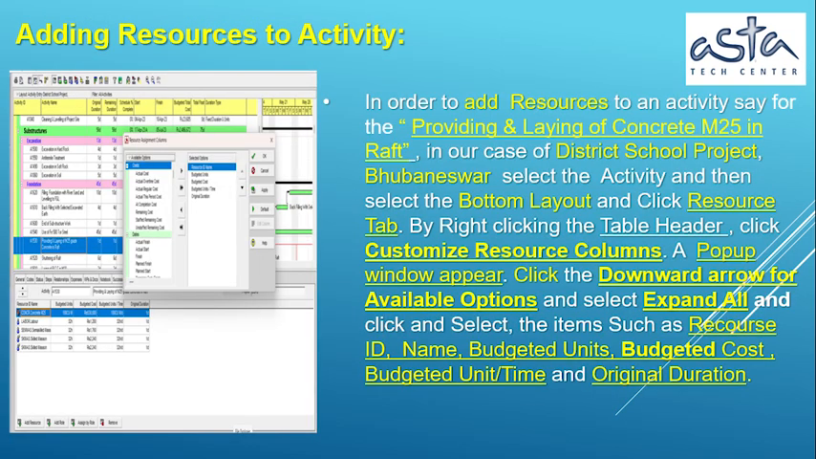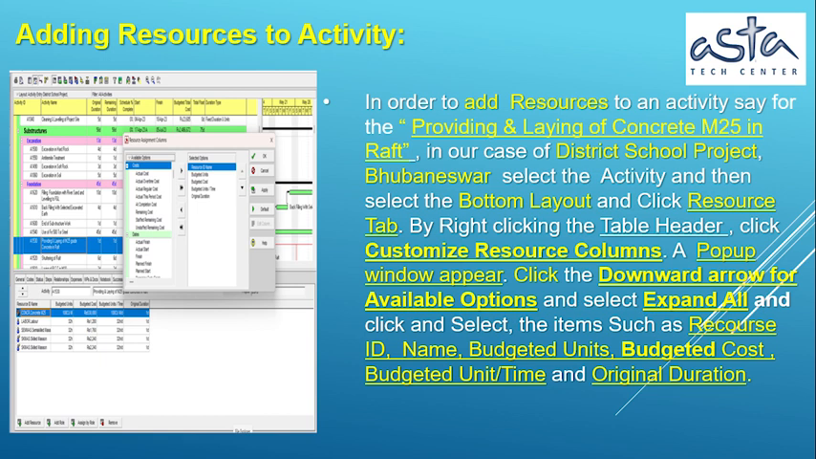Adding resources to activity. In order to add resources to an activity, say for providing and laying of concrete M25 and raft, in our case of District School Project, Bhubaneswar, select the activity, and then select the bottom layout, and click Resource tab. By right-clicking the table header, click Customize Resource Columns.